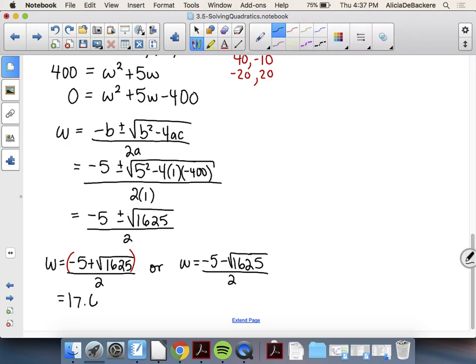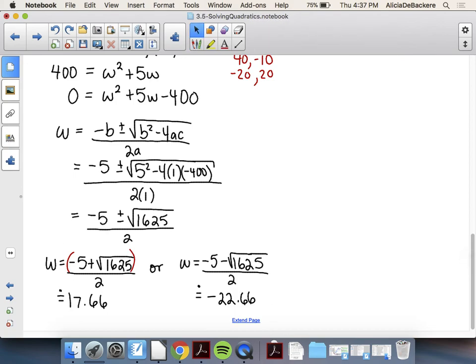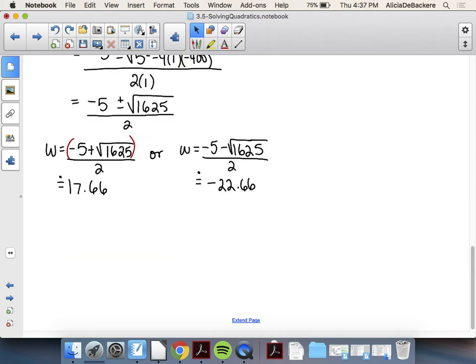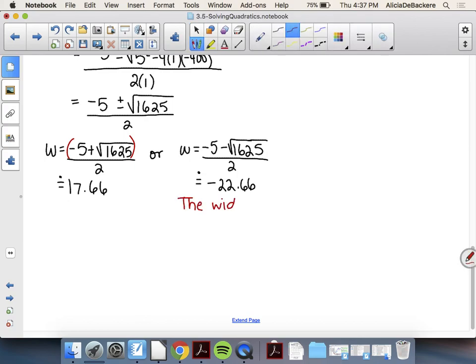You should get about 17.66 and about negative 22.66. But the width, of course, can't be negative. That doesn't make sense.